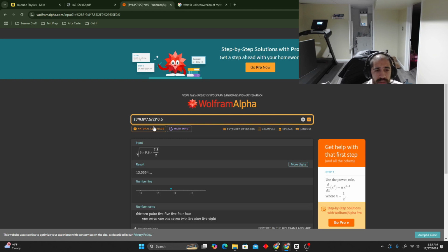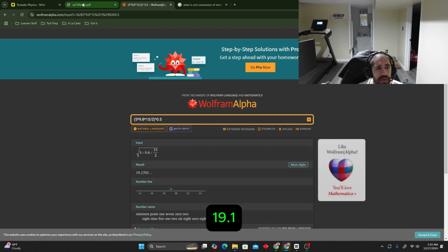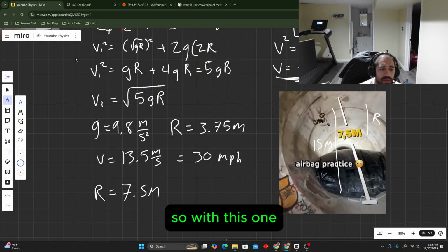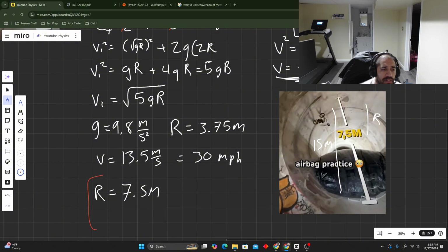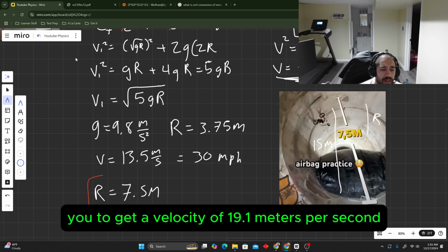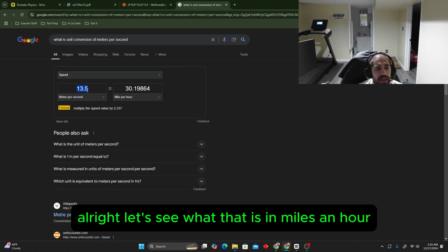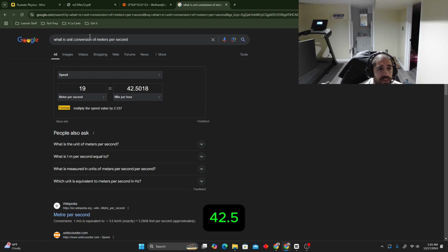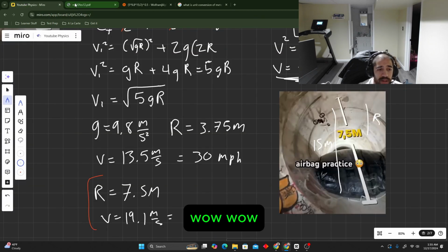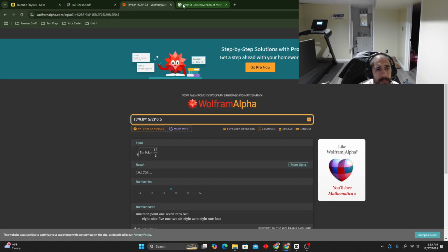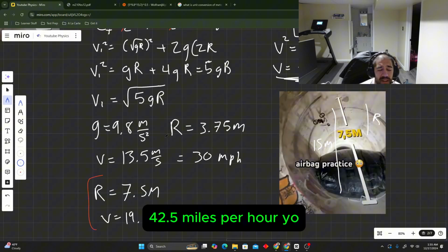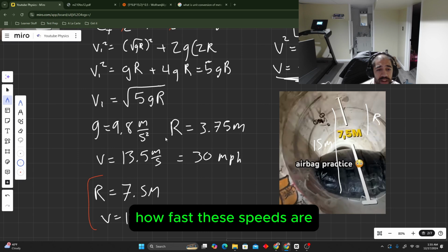We're changing this. 19.1. So with this one, you'd get a velocity of 19.1 meters per second. All right, let's see what that is in miles an hour. 42.5. Wow. Did I say 42.5? 42.5 miles per hour. Yo, I don't know if y'all understand how fast these speeds are.